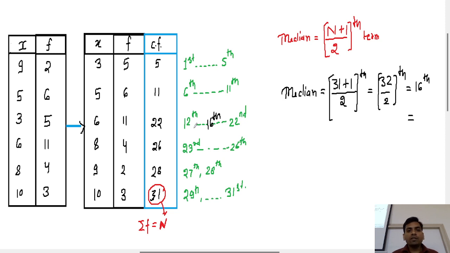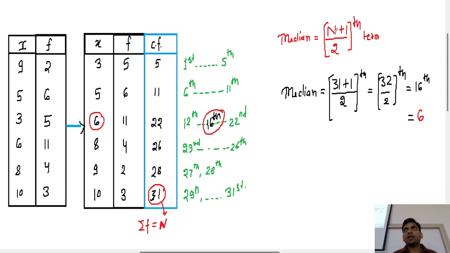Clear? And for this 16th term, the value of x is what? 6. So this is considered as what? Median. Clear? So for this data set, 6 is the median. Is it clear? Done? So the first task is arrangement, second is cumulative frequency, then we will find n.